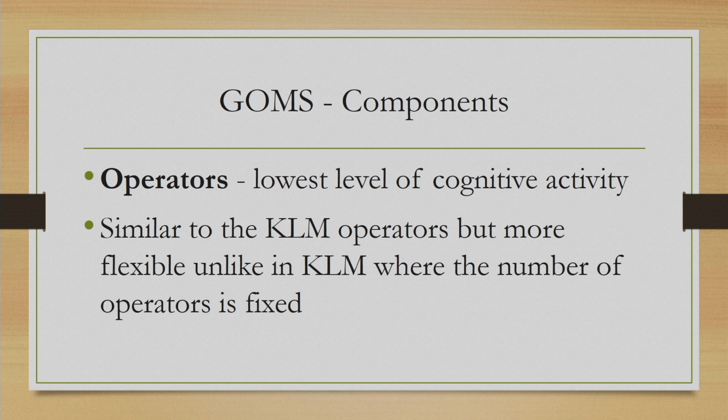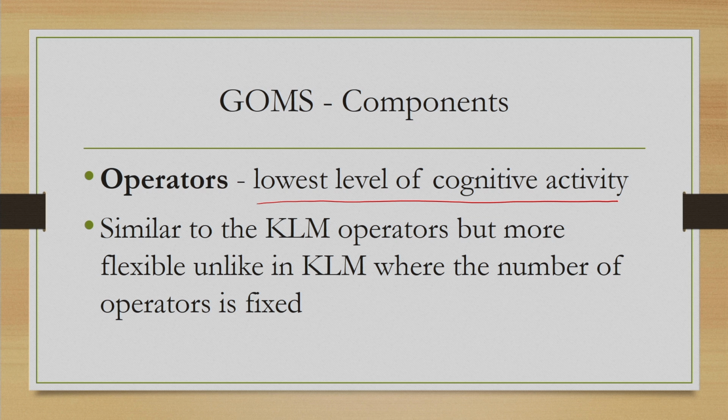Next comes the idea of operators. So, it is essentially representing the lowest level of cognitive activity. The idea is similar to KLM. Remember that in KLM also we got introduced to this idea of operators. So, there we mentioned 7 operators, and here also the idea of operator is same. These are low level cognitive activities. However, the idea here is more flexible.